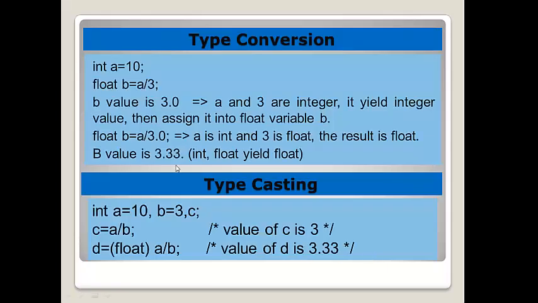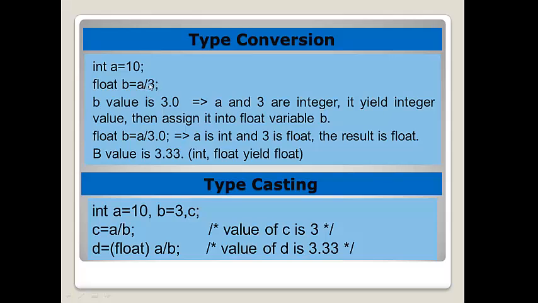Then type conversion. If integer A equal to 10, float B equal to A slash 3. A is integer, 3 is integer, but B is a float variable. The size of B is 4 bytes. The memory allocated for B is 4 bytes. A is 2 bytes, 3 also occupies 2 bytes, because this is also integer. Integer, yield integer. So A value is 10, 10 by 3.